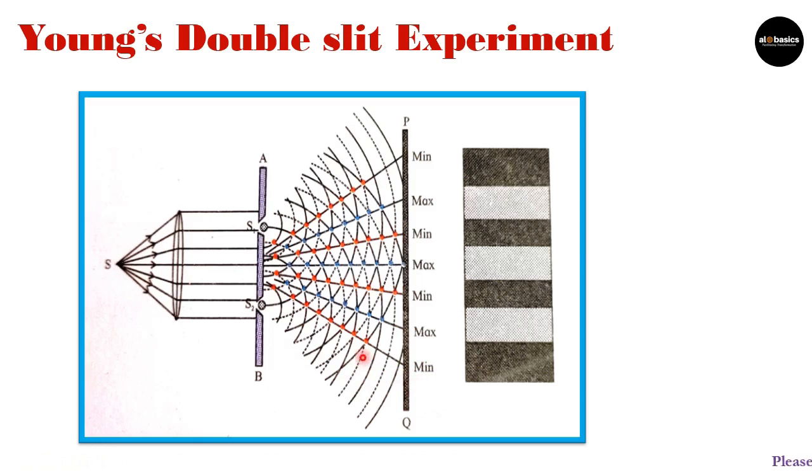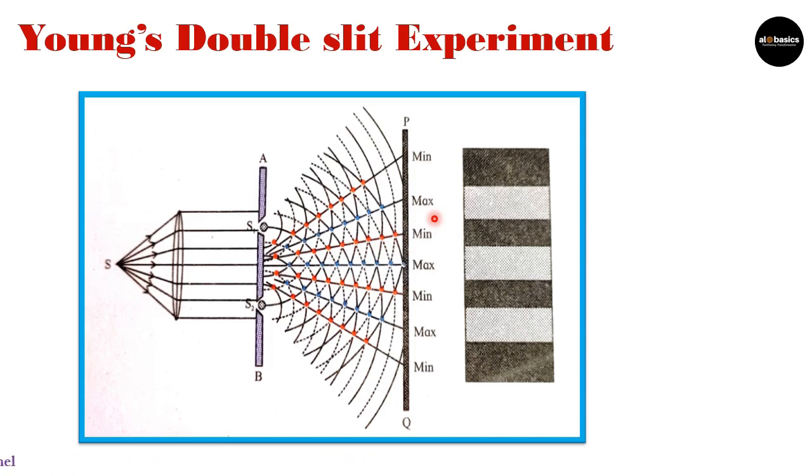In this diagram, you can see that there are a few red dots and a few blue dots. These blue dots are the combination of crest with crest or trough with trough. And if we join all these blue dots, we get maxima or bright. And red dots are nothing but the combination of crest with trough or trough with crest. If we join these red dots, we get minima. We may get it as a point or fringe.